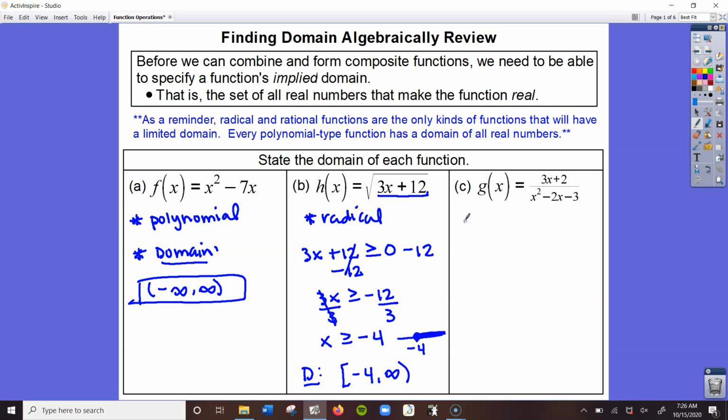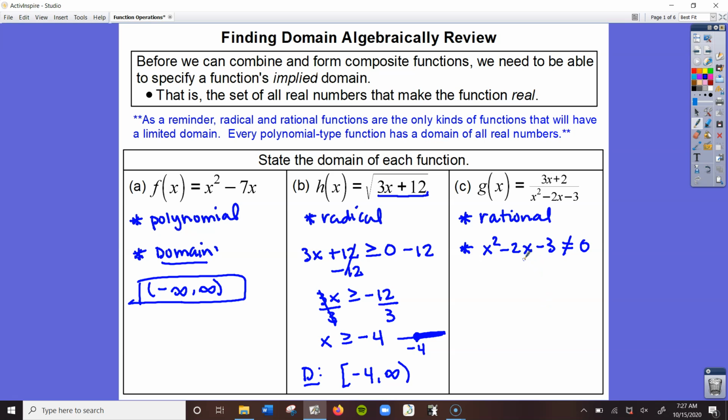Now this next function looks like a fraction. Anytime you see a function that looks like a fraction, this is a rational function. And because this is rational, the one rule for fractions, the one thing you cannot have inside the denominator is 0. So that means that the denominator, x squared minus 2x minus 3, cannot equal 0. And then we would solve.